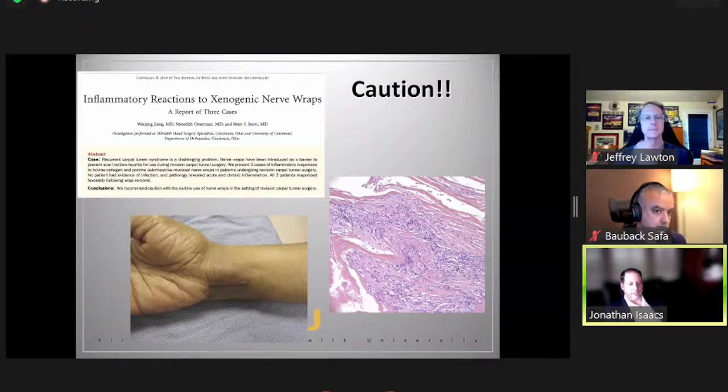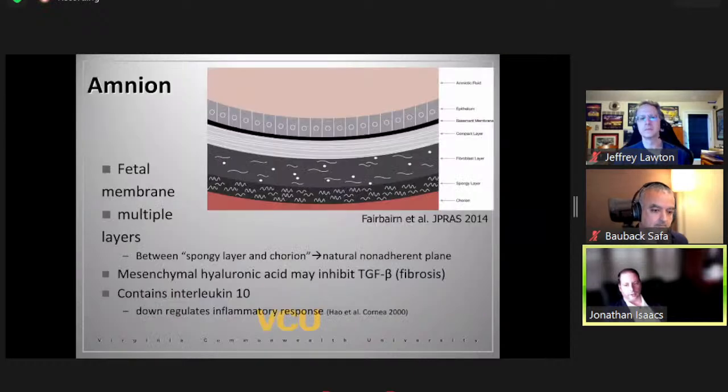I'll give the caveat that these, at least the two products I just mentioned, are from animal sources, and you can get xenogeneic reactions. I've seen this, and there are case reports in the literature. Kind of the hot new wrap out there is an amnion product, which is the fetal membrane. It's an appealing idea that there's a naturally non-adherent plane between the spongy layer and chorion. If you remember back to your med school days when you knew what the amnion was.